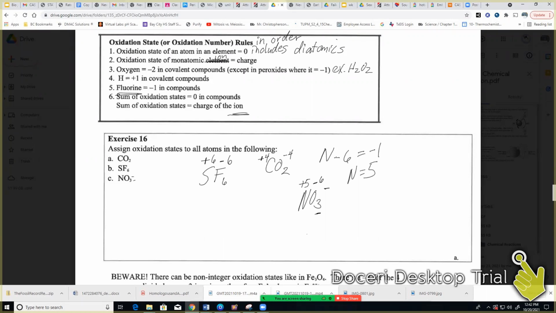Negative one, because that's just one of the rules. If it's an ion, instead of the whole thing being equal to zero, the whole thing has to be equal to whatever the charge is. And on these particular types of reactions, there's a lot of ions that'll have a charge instead of being neutral.